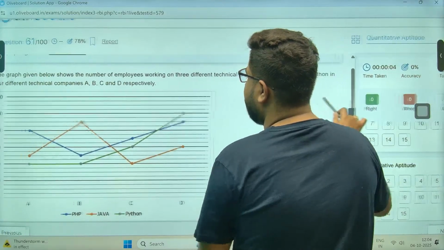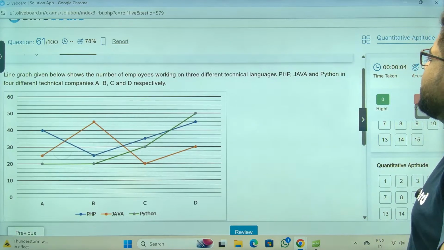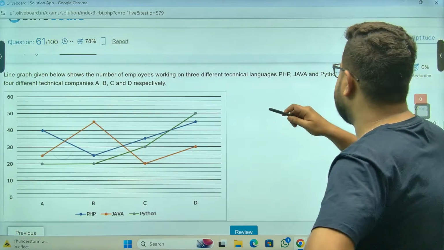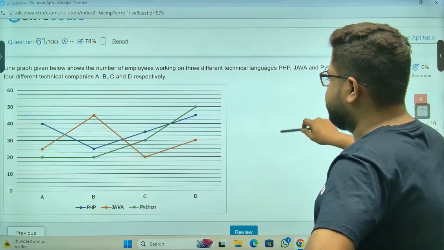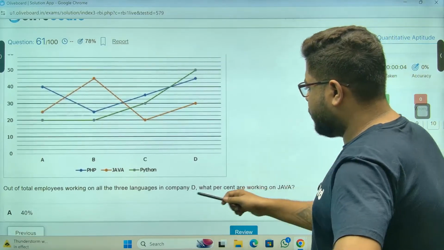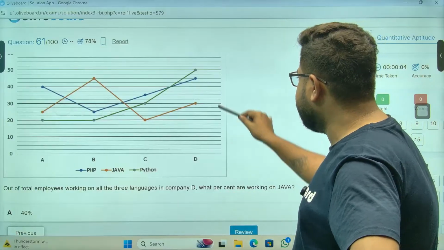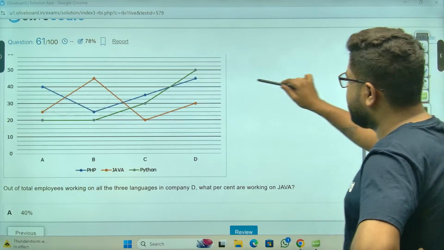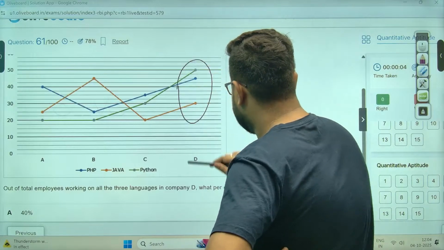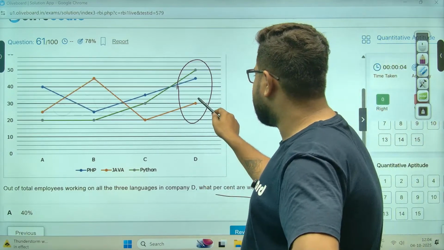Sir, line graph shows the number of employees working on 3 different technical languages: PHP, Java, Python. Okay, different tech companies A, B, C, D. Out of the total employees working on all 3 languages in company D, what percent works on Java? Java is, sir, this orange one.